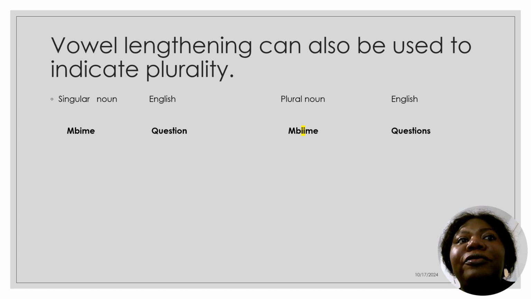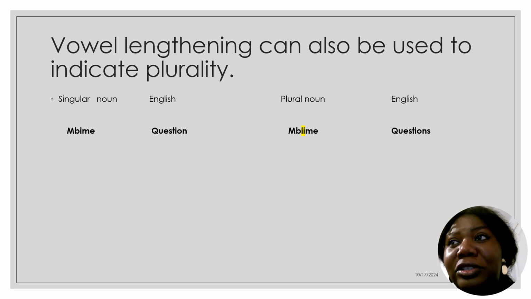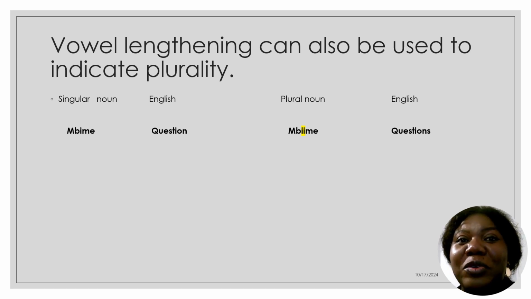Another way of showing plurality is by vowel lengthening. Okay, this happens not very often, but you will find it in Ibibio language. So, look at the example here. We've got mbme, meaning question. When there's more than one question, someone's bugging you with a lot of questions, you're like, mbime. There's more than one question, lots of questions.